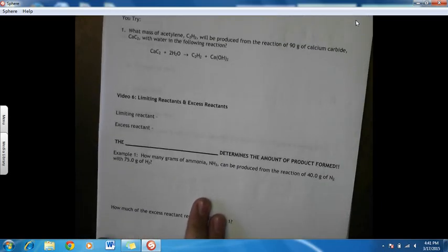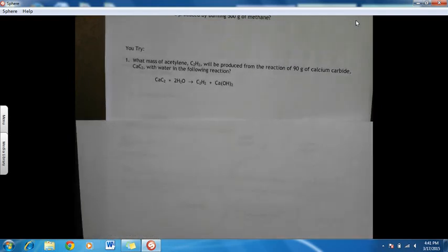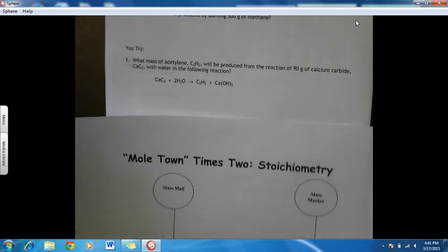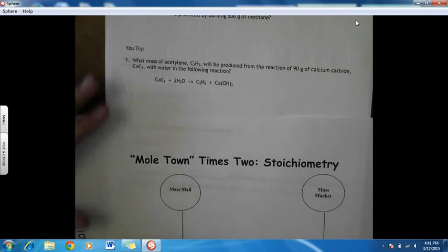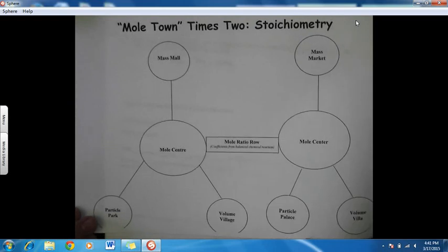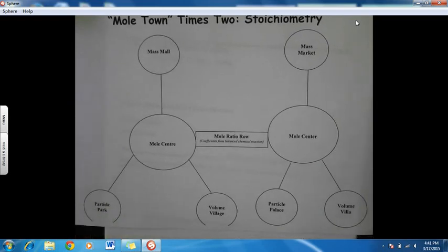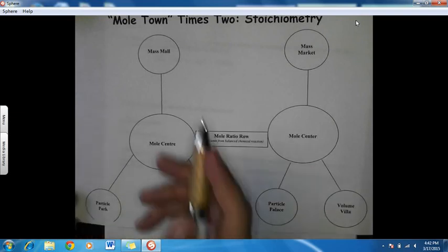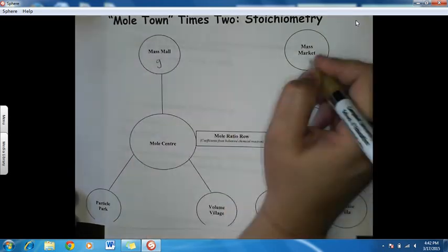Alright, so one more example. On this one, we're looking at going from grams of one substance to grams of another. And so I do have a new mole town. This one is a better way for you to visualize what we've been doing, and this is on page 10 of your packet. And so in this problem we're going from grams of one thing to grams of another.